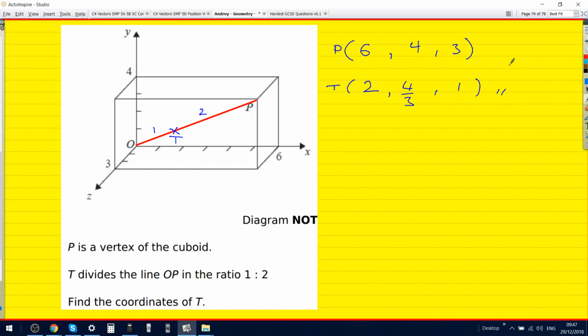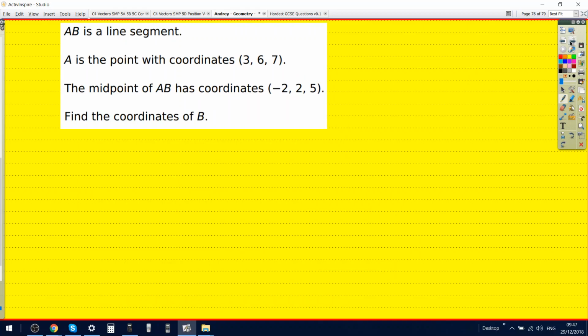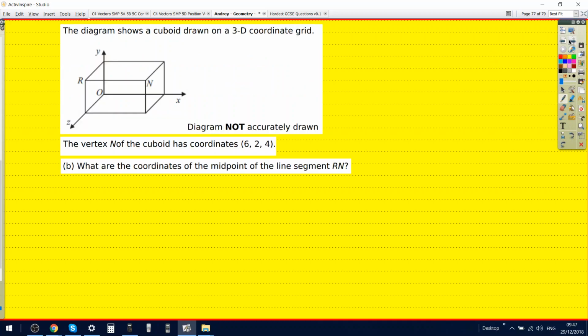What's a vertex? A corner. Corner, right, okay, thank you. Polygon is a line, like side, something like that. Midpoint. That's all right. This is the same thing, but it's 3D. Midpoint. I think that's all right. Midpoint. Alright.